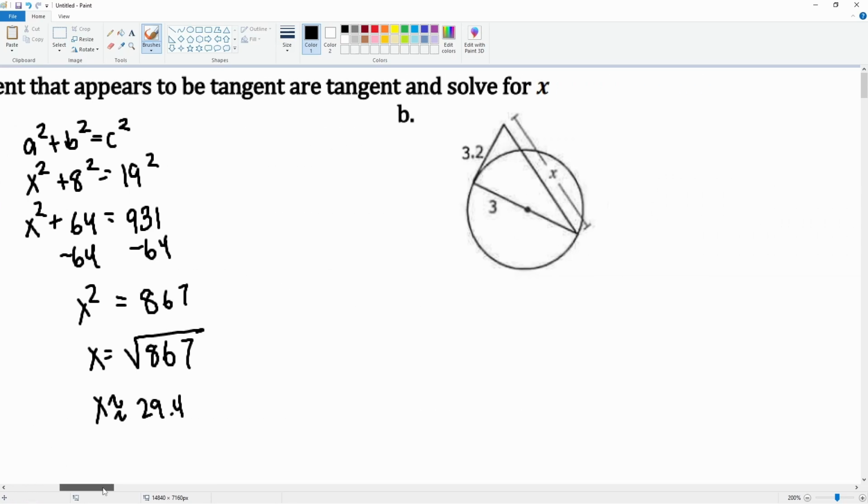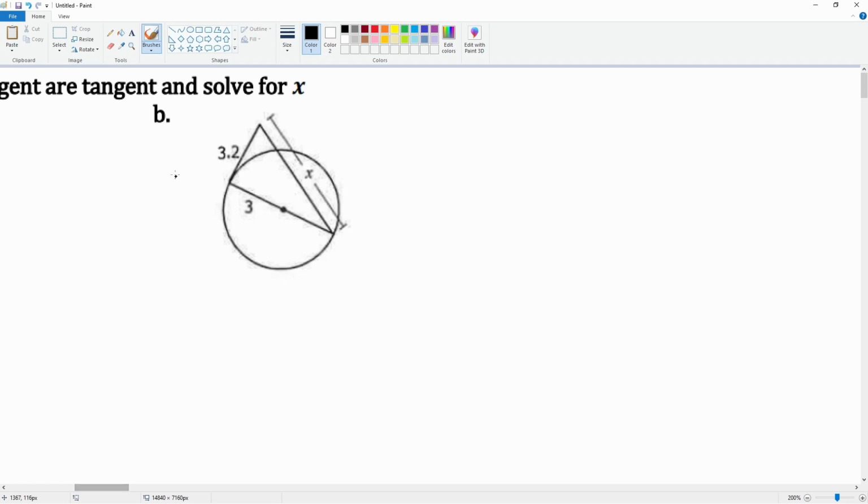Okay. All right. Next, we're trying to find this tangent, and you see here it says the whole thing here is x. So we can say a is equal to 3.2. Our b here is this part is 3. This part is also 3, so it's 3 plus 3. And then our c here is just x. So a squared plus b squared is equal to c squared. A is 3.2 squared plus b, it is 6 squared, and c is x squared.